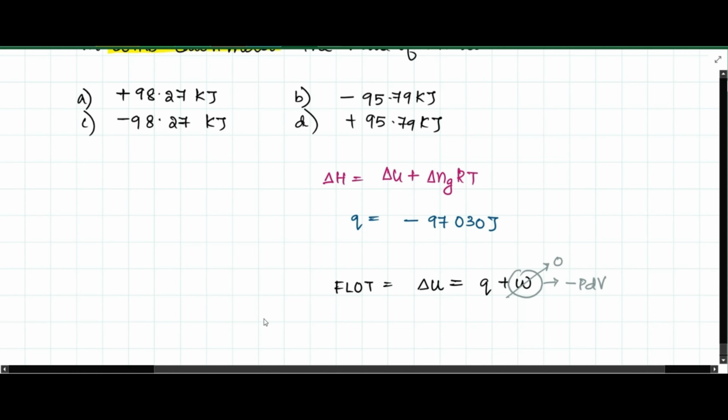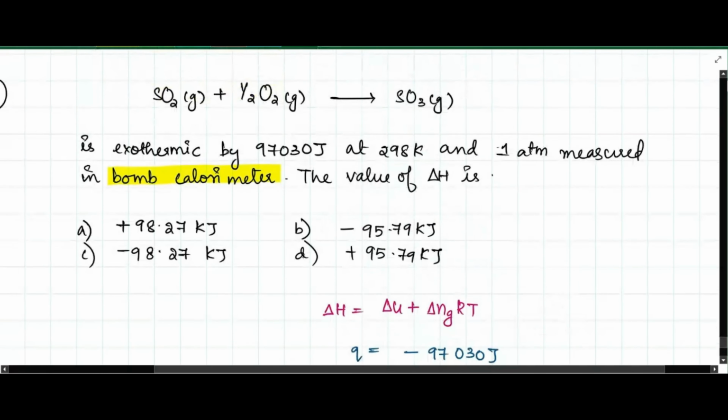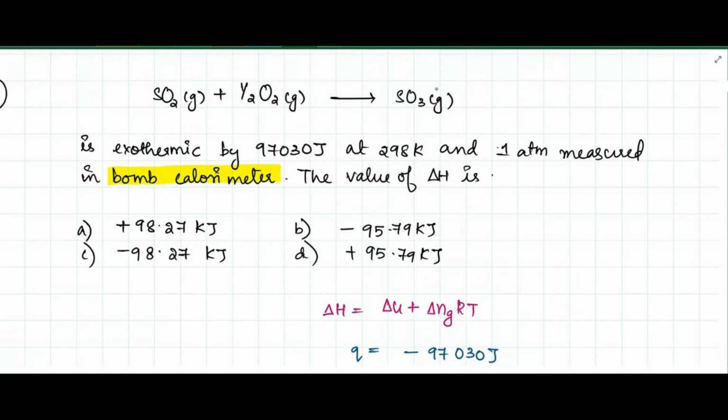Easy. So what is delta U in value? Minus 97030. Now let's substitute. Delta H is equal to minus 97030 joules plus delta Ng. What is delta Ng? It is the number of moles of gaseous products on the product side, minus the number of moles of gaseous reactants in the gaseous phase. Subtract them.